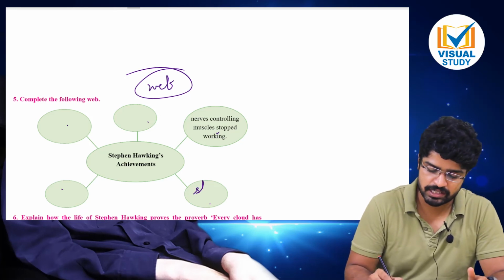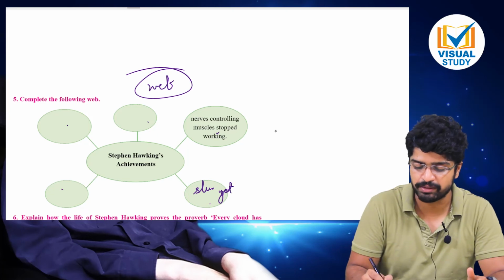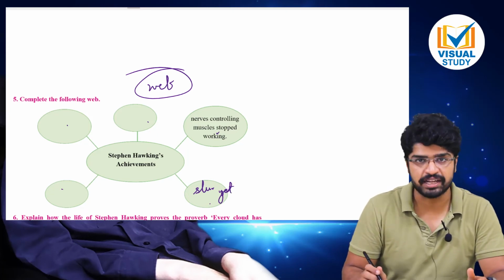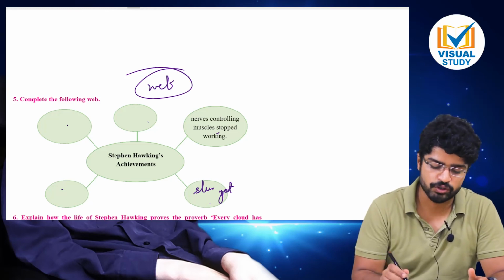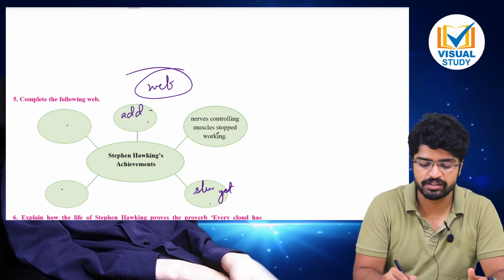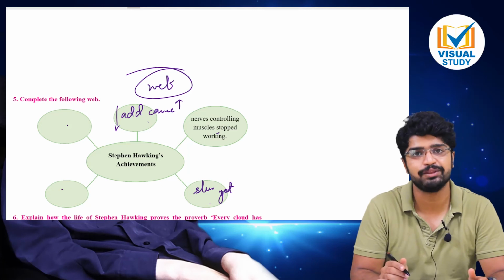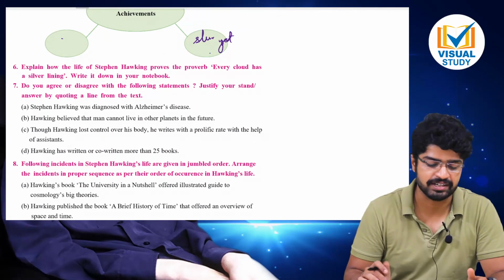Slur in his speech, yet continued writing books. The theory of time, the greater theory of time, the history of time as well. Of course, eventually he went on to add many feathers. His career graph was on a high, but unfortunately his health was diminishing. So these are the achievements, yet he kept on going ahead in his life.